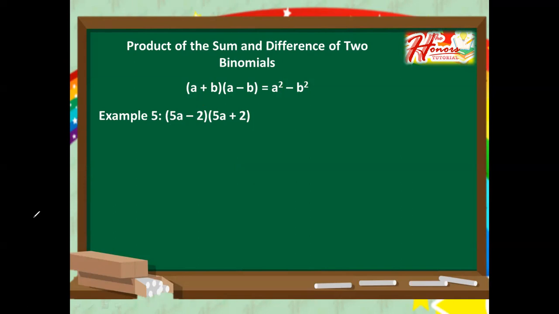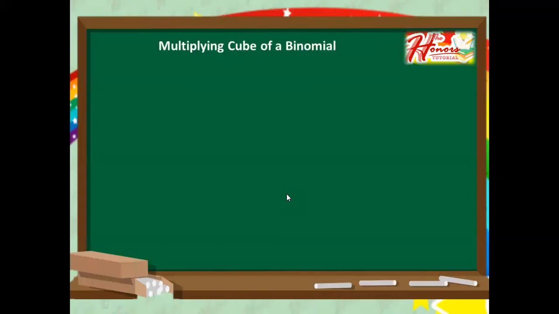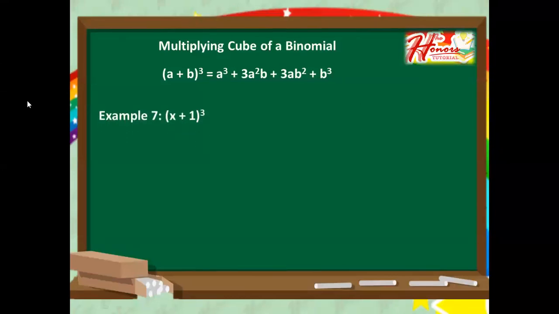Next, multiplying the cube of a binomial. Here is our pattern. The given is the quantity of a plus b cubed, that is equal to a cubed plus 3a squared b plus 3ab squared plus b cubed. And that is our pattern. Don't worry because I will show you how you are going to substitute and solve for it. So always the first term is a and the second term is b.